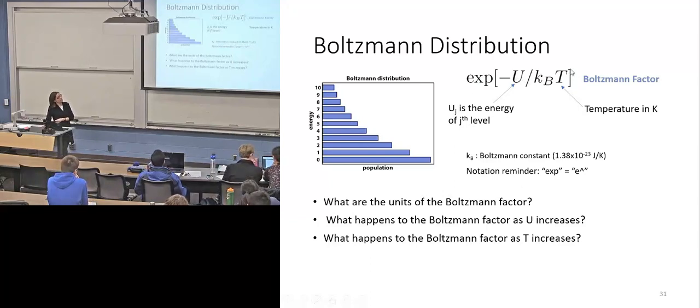As T goes up, this whole term, as T gets bigger, U over kBT gets smaller, but it's a negative, so it is a smaller negative number. It's getting less negative, if you will. The whole term gets bigger. So as energy goes up, it's harder to get into bigger levels. As temperature goes up, it gets easier to move up into higher levels. And this whole term is unitless.